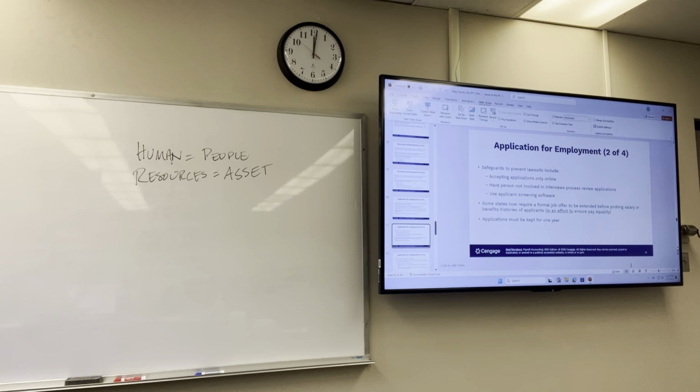And then also there is certain applicant screening software that can be used, and AI these days obviously can be used in this manner as well, to just kind of take the human error out of it. Not that software and AI isn't obviously prone to error as well, but it just kind of takes that human element out of it.